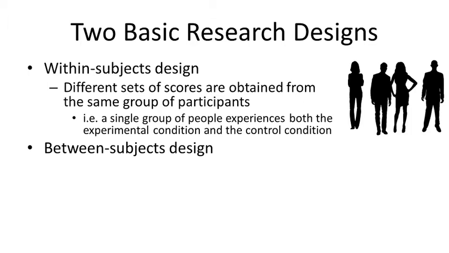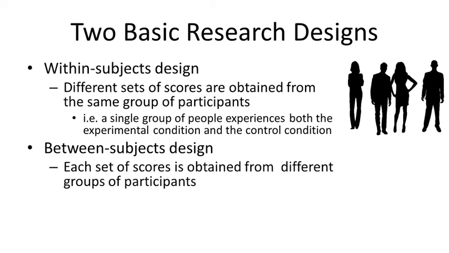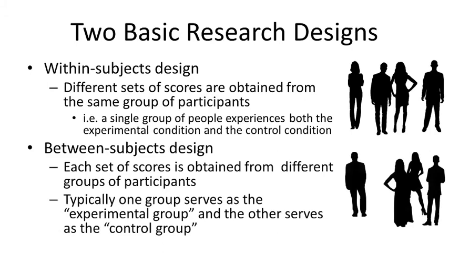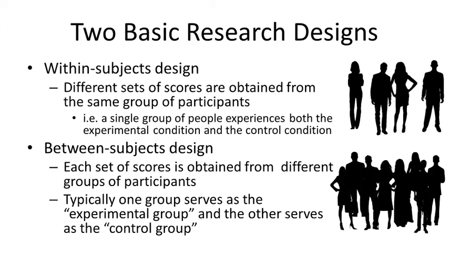On the other hand, if you want to do a between subjects design, now you're going to get a set of scores from different groups of participants, and each group will only experience one of these conditions. So you'll have one experimental group, and then you'll compare them to a control group. So you can already see one major difference between these two designs, and that is that the between subjects design typically has twice as many people.